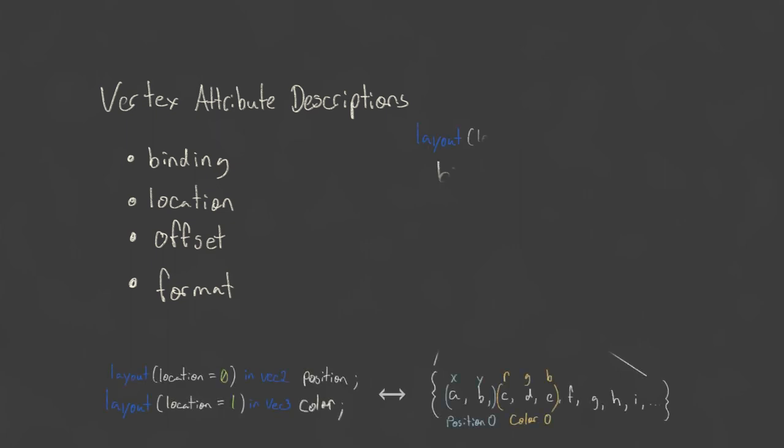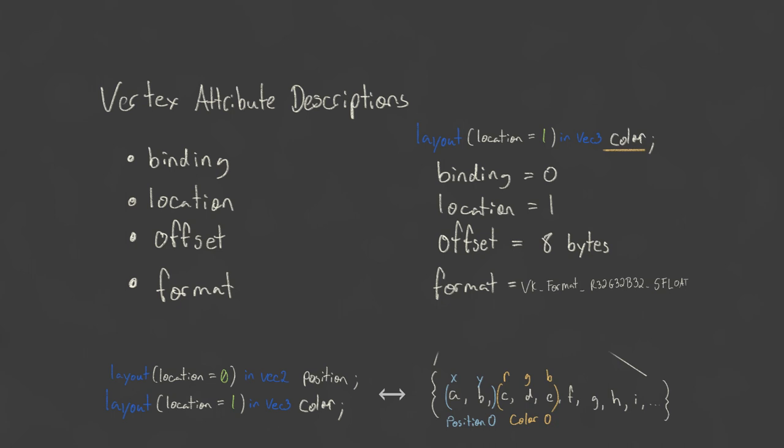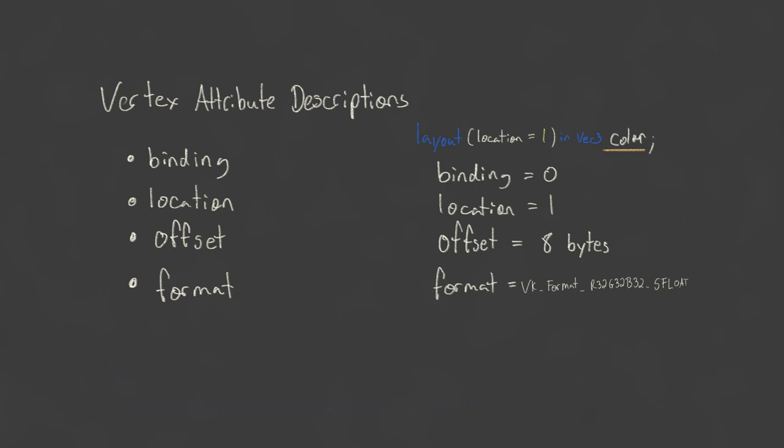For example, our color attribute could be in our first buffer at binding index 0, and the location we specified in the vertex shader is location 1. The offset would be 8 because the position has 4 bytes for the x component plus another 4 bytes for the y component. Therefore, the color attribute values start at an offset of 8 bytes from the start of the vertex data. And finally, the format specifies the data type of the attribute. So the color attribute is a vec3, which corresponds to VK_FORMAT_R32G32B32_SFLOAT.